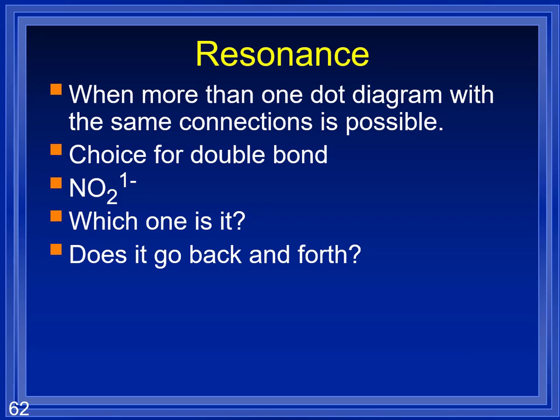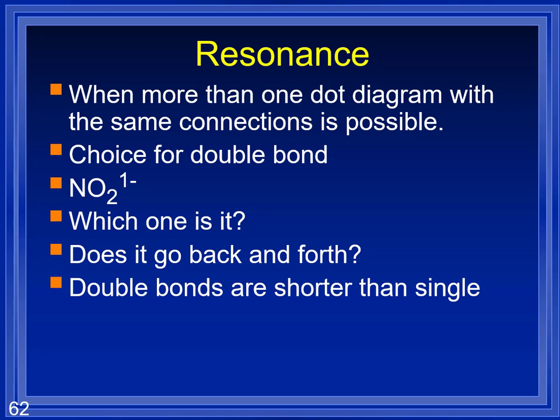Well, originally, they thought it went back and forth. They thought that's what happened. That some of the times you had a double bond here, and sometimes you had a double bond on the other side. And since it can go back and forth, flipping back and forth is called resonating. So they called this thing resonance, the fact that they thought this could flip back and forth. Okay. But they knew something.